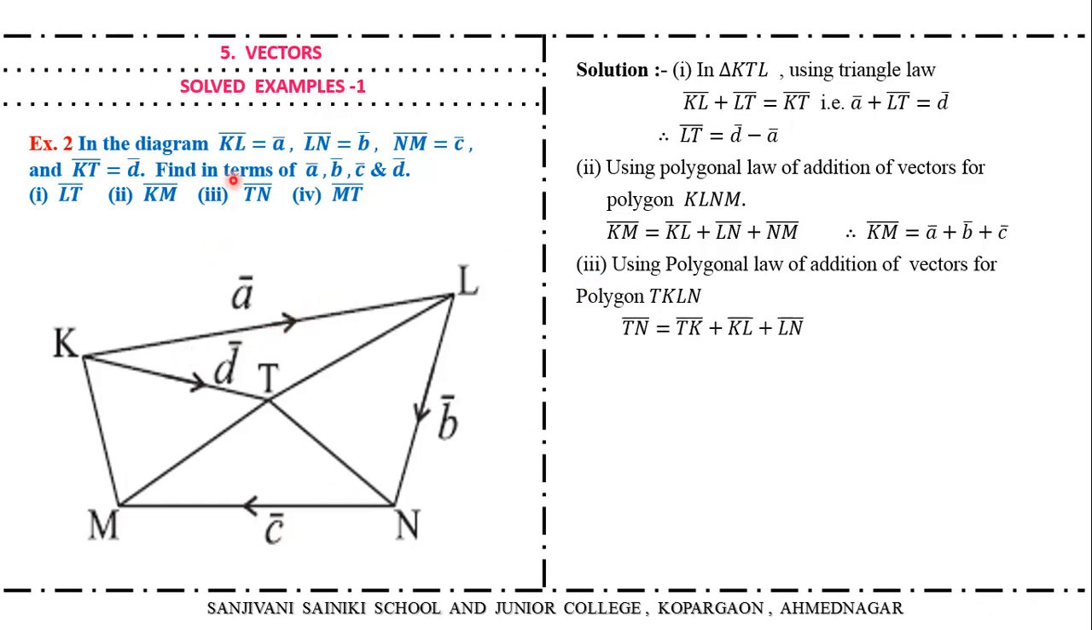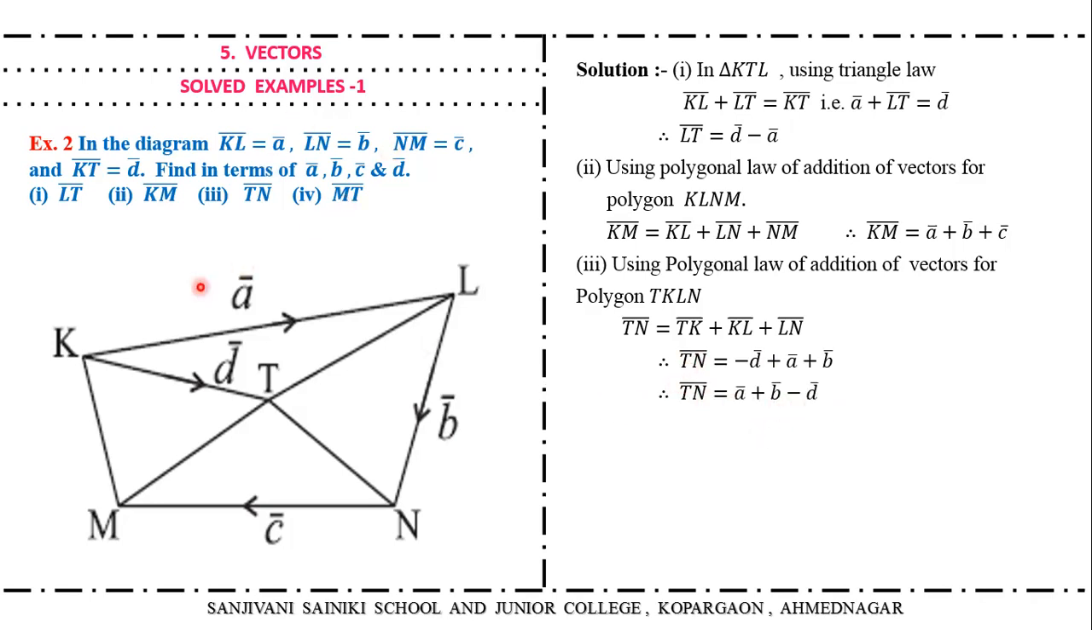Now next, TN bar. To find TN bar, we will use the polygon law again. TN bar can be written as TK bar plus KL bar plus LN bar. TK bar is minus D bar, KL bar is A bar and LN bar is B bar. So we get TN bar as A bar plus B bar minus D bar.